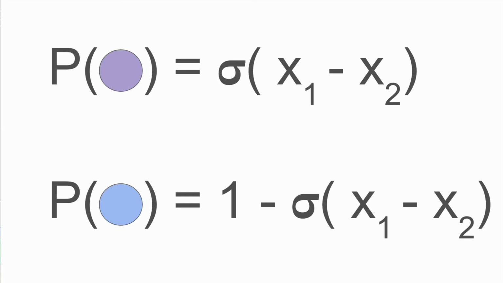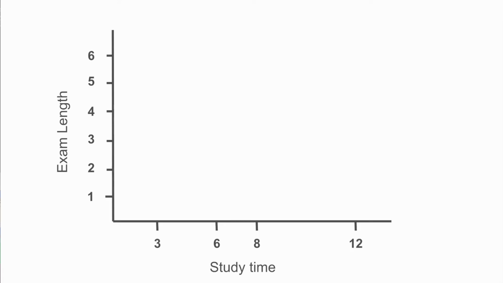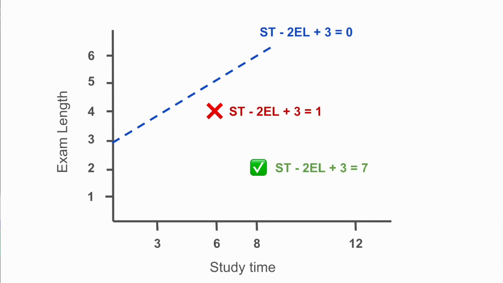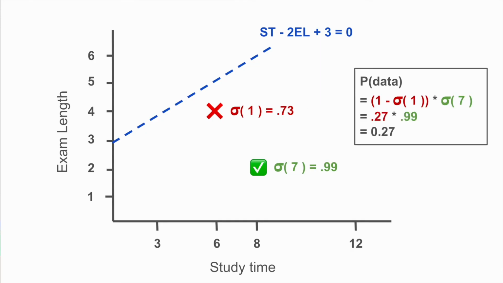Let's try this with a small dataset where there are only 2 students. One studied 8 hours for a 2-hour exam and passed, the other studied 6 hours for a 4-hour exam and failed. Let's say we guess that the threshold is study time minus 2 times exam length plus 3 equals 0. What is the probability of the data given this threshold? Well, we plug the points into the linear function, then feed them into the sigmoid function, then compute the probability of having seen the data we saw. 27%.